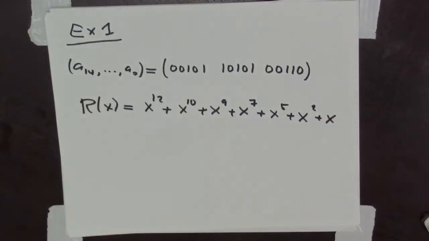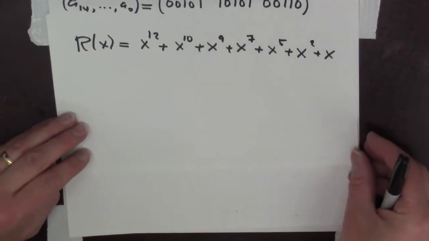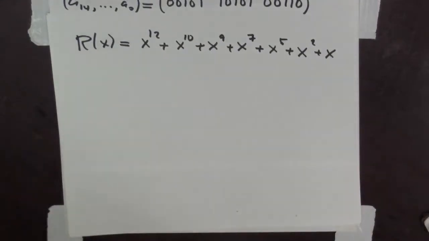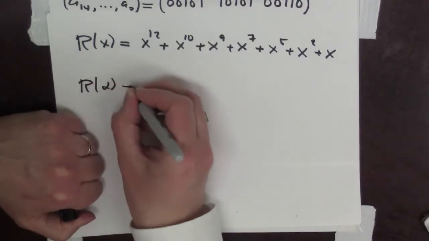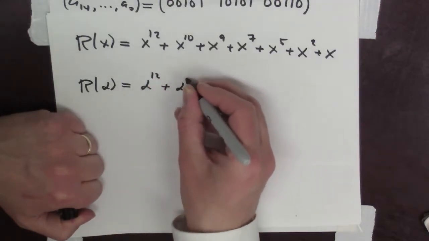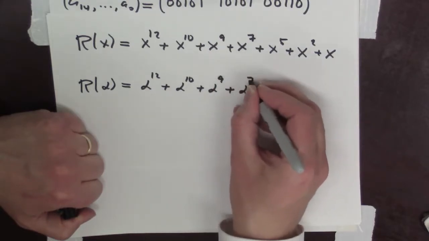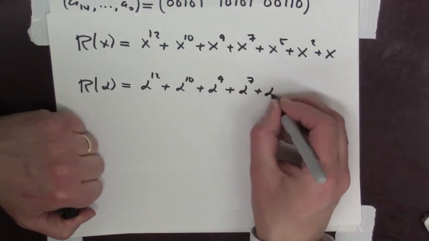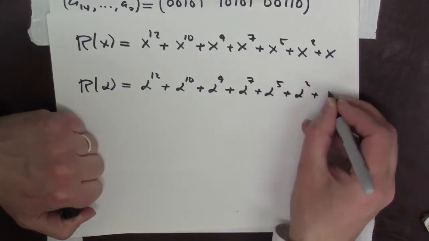So the first step here is to compute R of alpha and R of alpha cubed. Well, let's begin with R of alpha. Of course, I'll be pedantic first time around. R of alpha is equal to alpha to the 12 plus alpha to the 10 plus alpha to the 9 plus alpha to the 7. Don't fall asleep now. Alpha to the 5 plus alpha squared plus alpha.